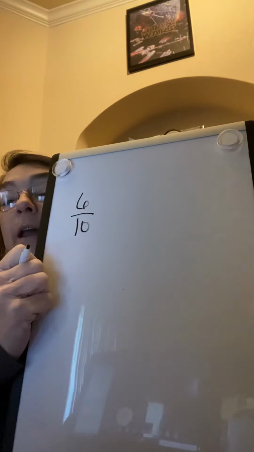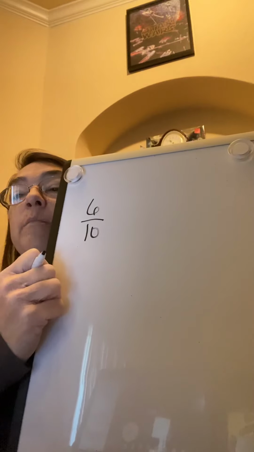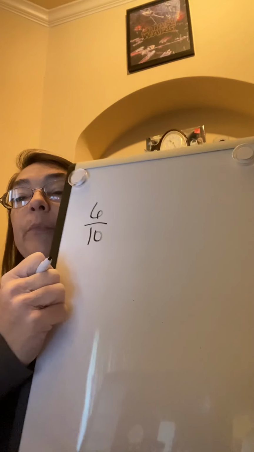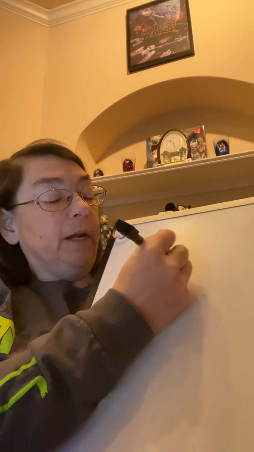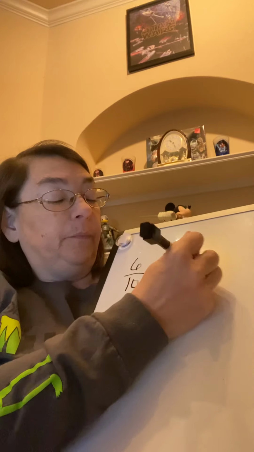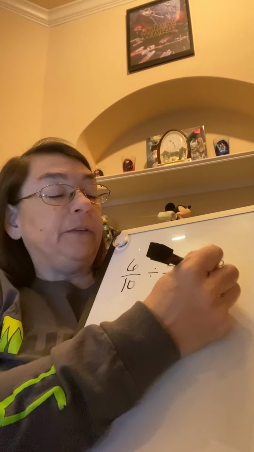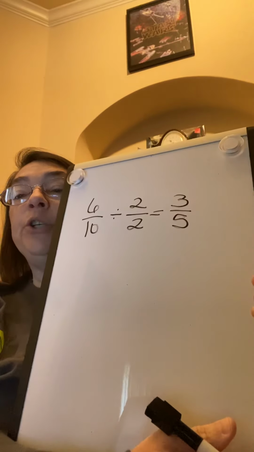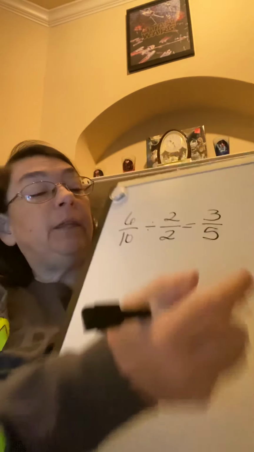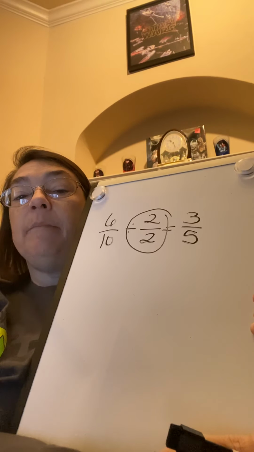So if I have the fraction 6 over 10 and I want to make it smaller, I have to figure out what number can go into that to make it smaller. Well, I know that I can divide 6 by 2 and I can divide 10 by 2. So 2 goes into 6 3 times. 2 goes into 10 5 times. You don't have this page. I'm just showing you an example. So this is what we're doing today. Whatever you divide the bottom by, you have to divide the top by.